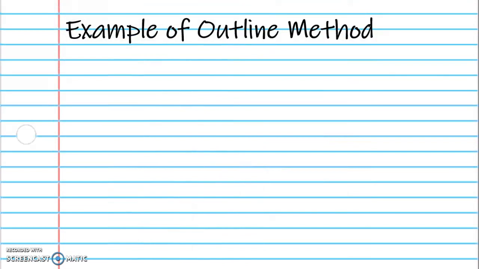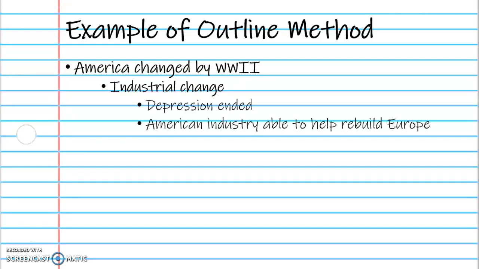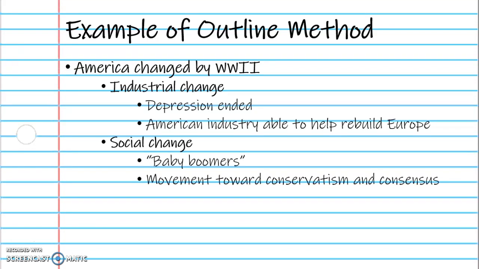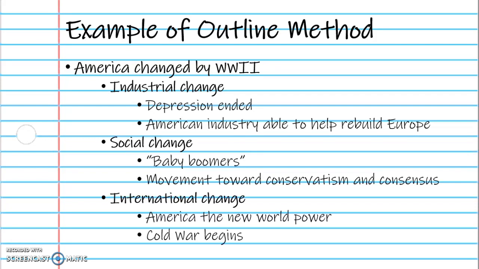So, the outline method, here goes. This is going to be an example. Don't focus on the content as much as how it's laid out. So, this is America Changed by World War II. That is the topic of today's lecture. There's going to be several aspects of that change, though. So, this is the heading. These are going to be the subheadings. Industrial change, which underneath that, there's some more details, like the Depression ending and American industry rebuilding Europe. Social change, underneath that, there's some further information about the baby boomers and movement towards conservatism and consensus. And there's international change, America as the new world power and the Cold War beginning. But all three of these are subheadings underneath the larger heading of America Changed by World War II. This is the outline method.